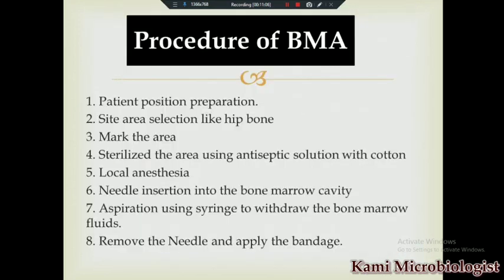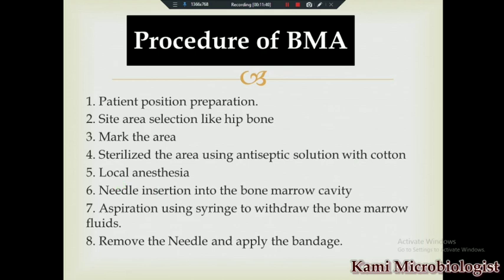Next is the site area selection. So we mostly select the hip bone, pelvic bone, we can say. This is most important, like the posterior anterior iliac crest area. Once it is selected, it should be marked. After that, that specific area should be sterilized with antiseptic solution using cotton. Then we will use local anesthesia at that specific area, so the area will be numb, meaning no pain will be felt.